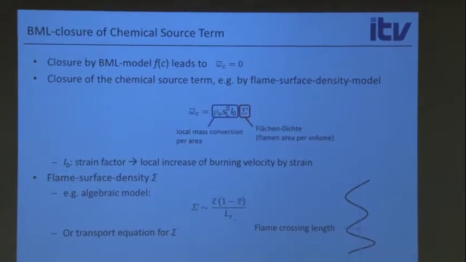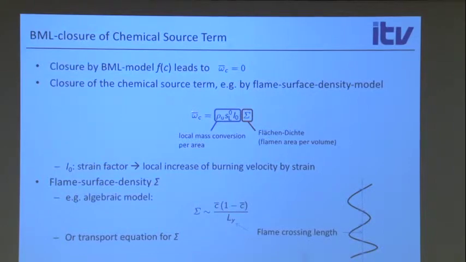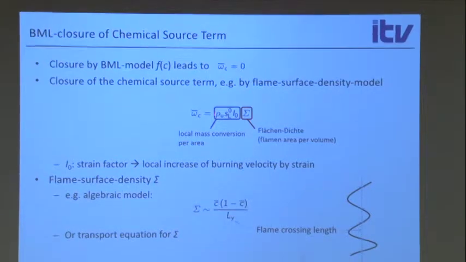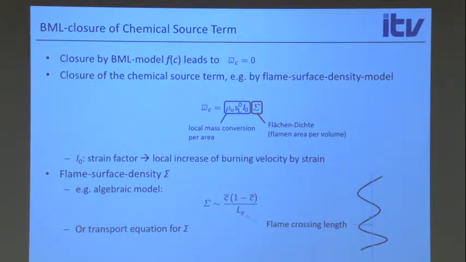We use what's called a flame surface density model, which is shown here. We just say, as we said last time, the mass burning rate of a flame like this is just the unburned density times the laminar flame speed times the area. And the sigma, so this is per unit volume, is the flame area per unit volume. So we call this the flame surface density.